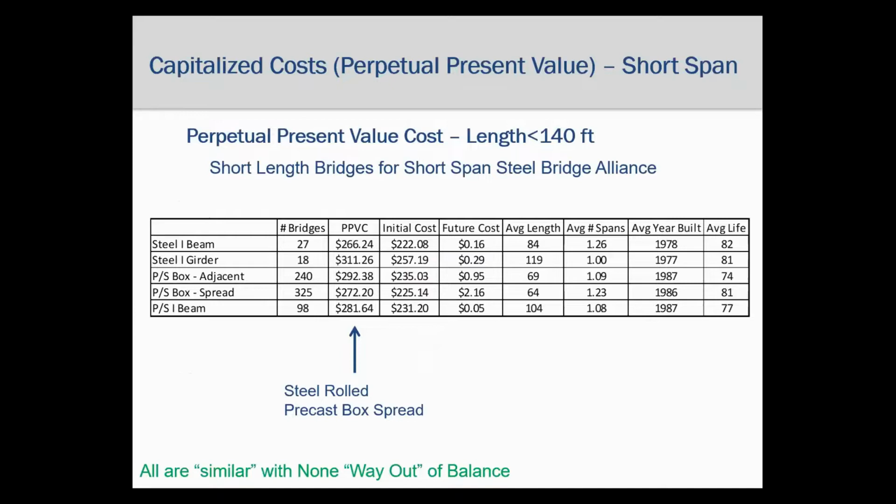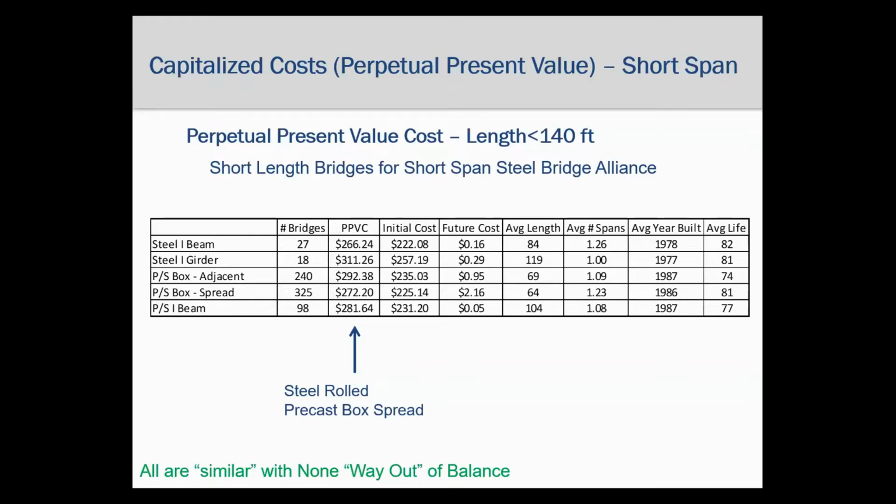So now let's go back to the shorter length bridges. Because the short span steel bridge alliance defines short span as simple spans 140 feet or less. This table reduces the full database to only bridges with lengths of 140 foot or less. It does not restrict it to simple spans, but only by the length. And as we see, there is much more consistency in the average length and average number of spans, which makes a better comparison than the full database results.